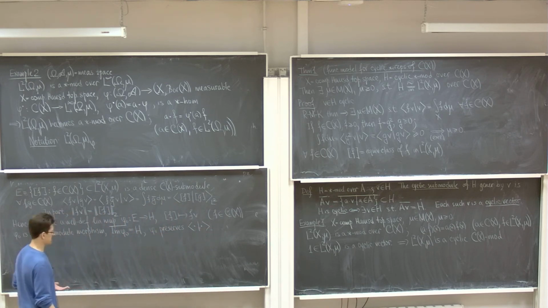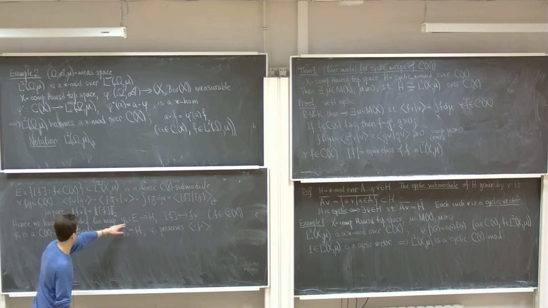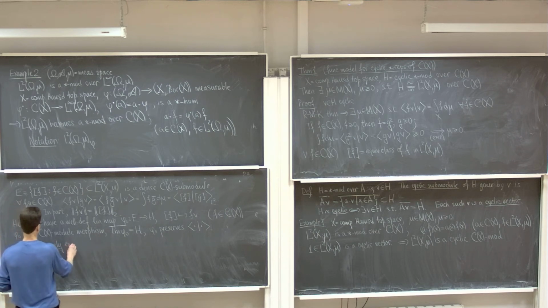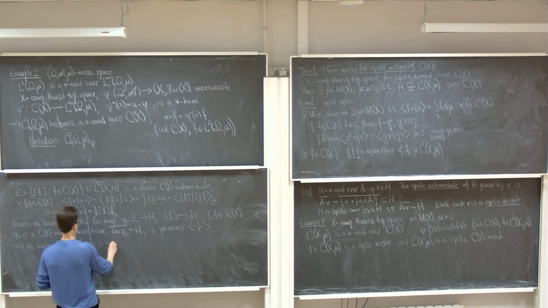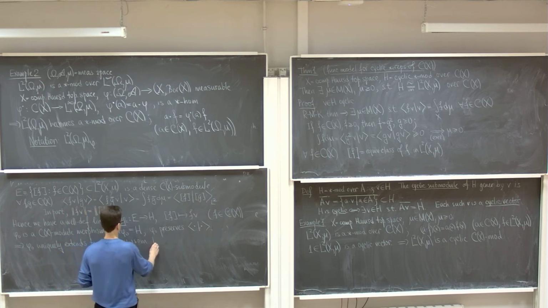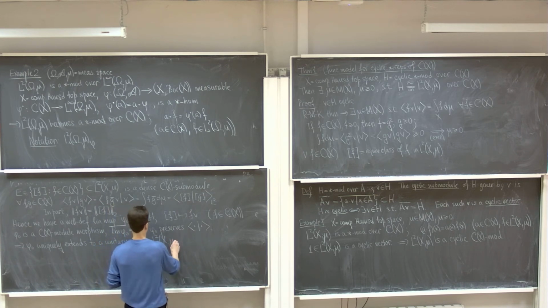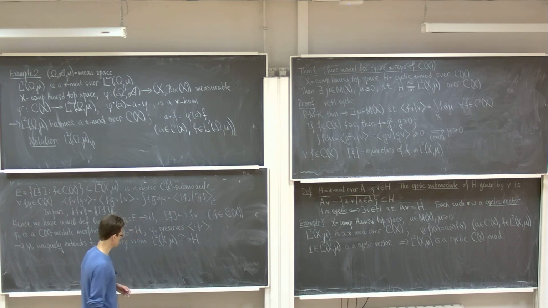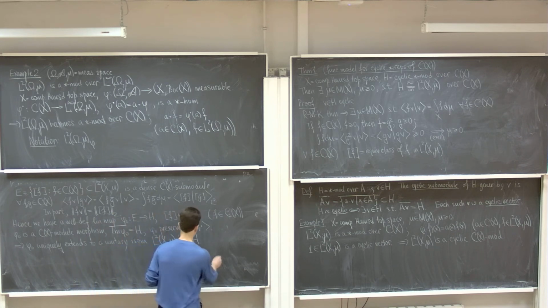So we can extend it by continuity to the whole L2 space. Well, E is dense in L2. So phi 0 uniquely extends to a unitary isomorphism between L2 and H. And this completes the proof.